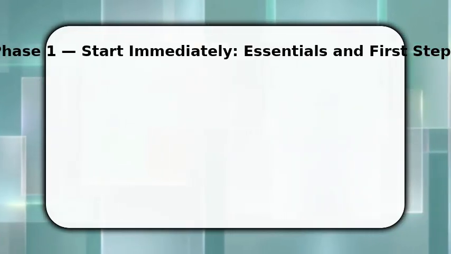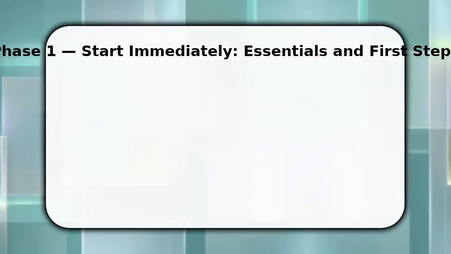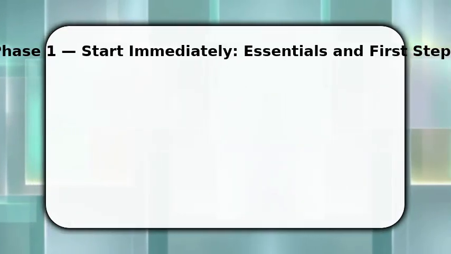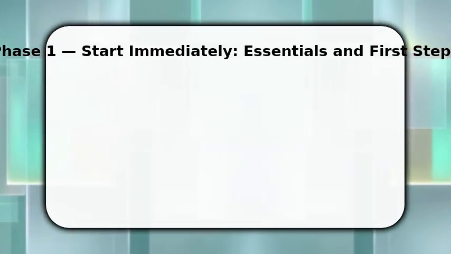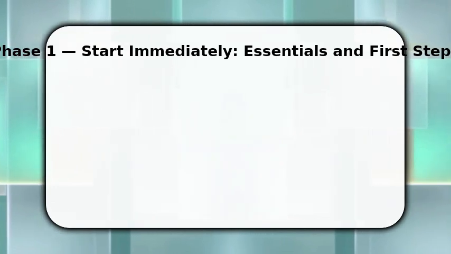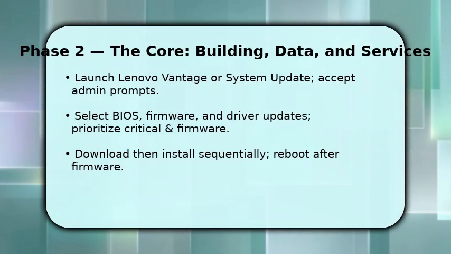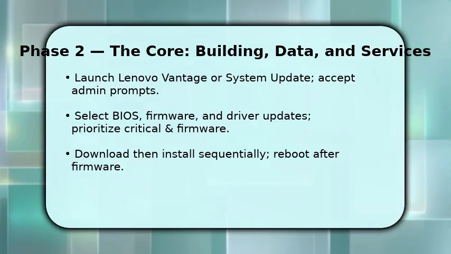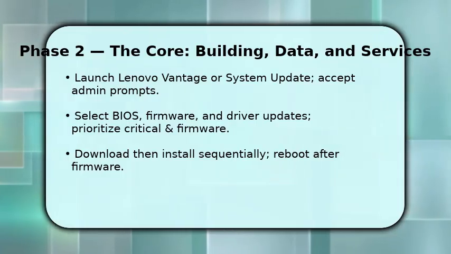While Windows scans, open Lenovo Vantage or System Update in parallel. That ensures you'll catch vendor-specific firmware and driver packages, which Windows Update may not provide. Now you switch to Lenovo tools to get OEM drivers and BIOS updates. Accept any admin prompts so the tool can write system files.